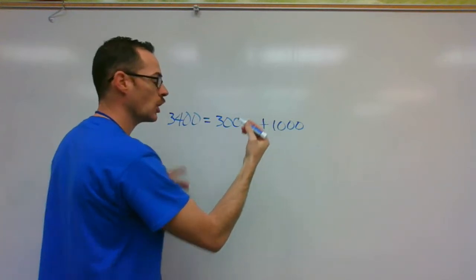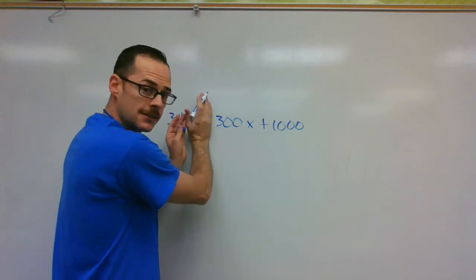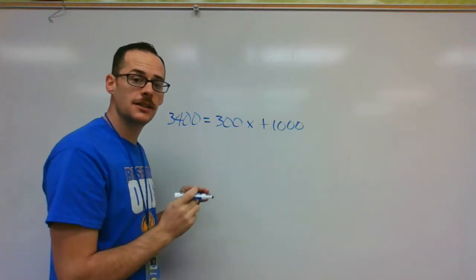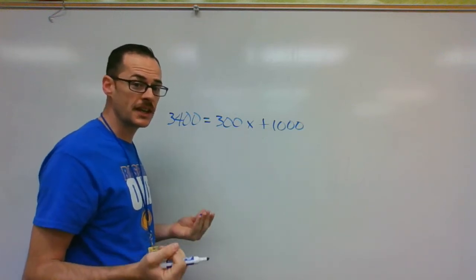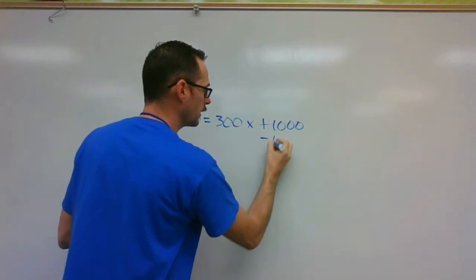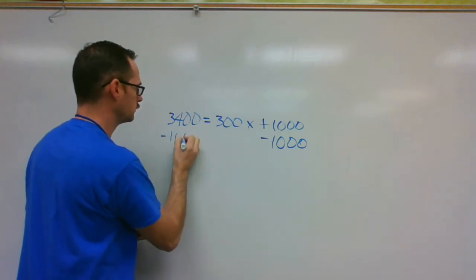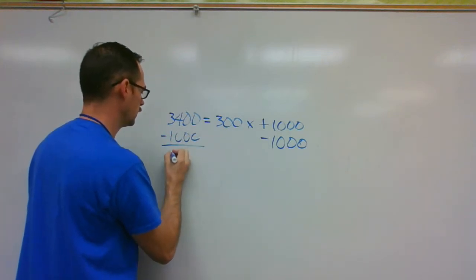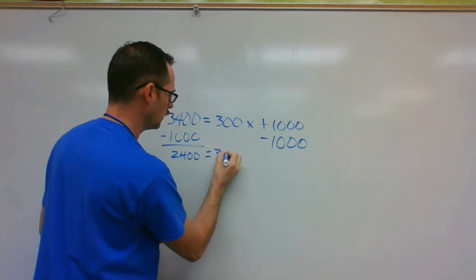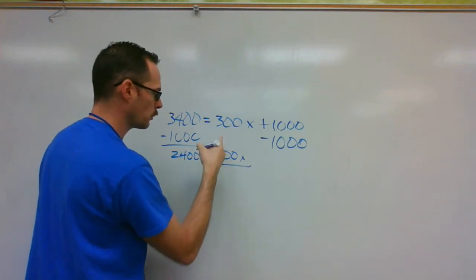Okay, we're going to go with the weakest bond first. We're worried about what's connected to X. 300 is connected to X by multiplication. 1,000 is addition. So addition is the weakest bond. We know this from PEMDAS. So we're going to subtract 1,000. Now from here, because we're multiplying, we're going to divide.